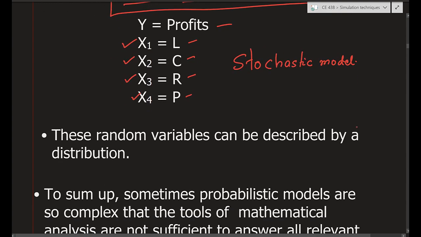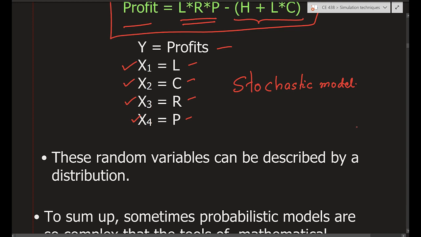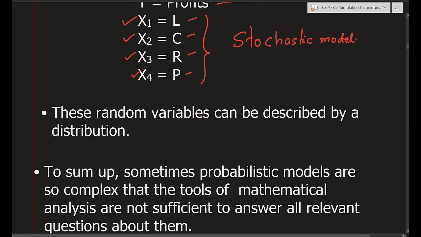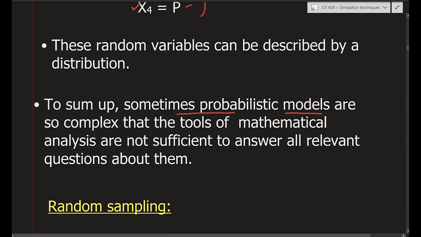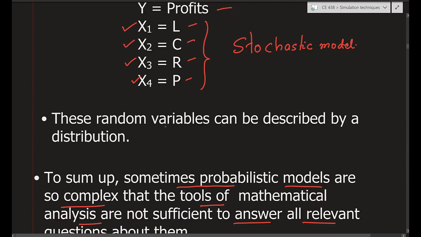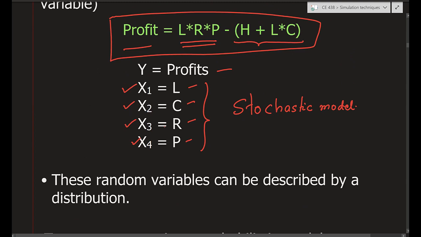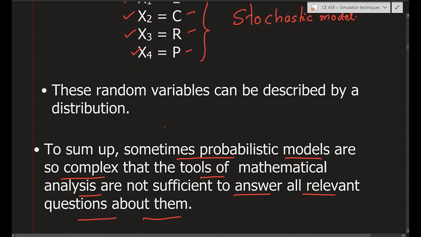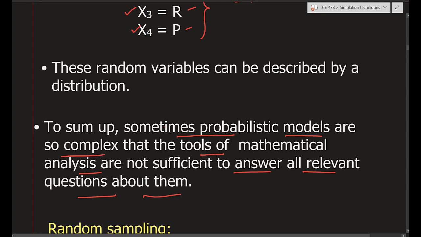So these random variables can be described by any distribution. So L can be uniformly distributed, normally distributed or exponentially distributed. For each we can have the same kind of distribution, or for each one we can have a different kind of distribution depending upon the situation. So to summarize, sometimes probabilistic models are so complex that tools of mathematical analysis are not sufficient to answer all the relevant questions about them. This model is a relatively simple model, and we can do exact analysis using these distributions, but sometimes it becomes very difficult to perform a mathematical analysis. In those cases we can answer the relevant questions using simulation techniques.